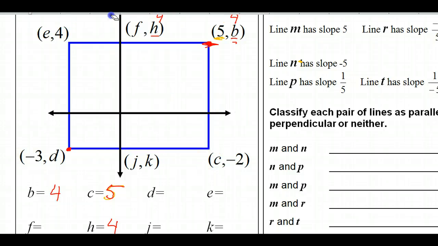All right, Maya Jane. What did you think would be the value of d, Maya? I said -2. Okay, she said -2. -2 is correct. Okay, d is -2. Both of these points are at the same height, so if one of them is -2, the other one should be at -2. That's correct. Any questions right there? All right.